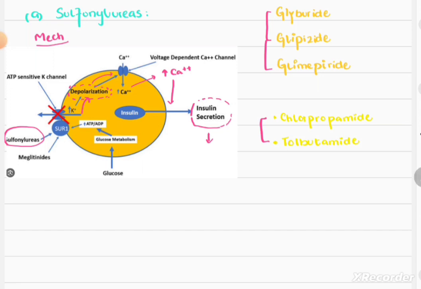Glyburide is available in a micronized and a non-micronized formulation. For the non-micronized formulation, we give glyburide 2.5 to 5 mg per day or twice daily. Glipizide is 5 mg once daily or twice daily, and glimepiride is given in 1 to 2 mg once daily. So this is how these drugs are dosed.